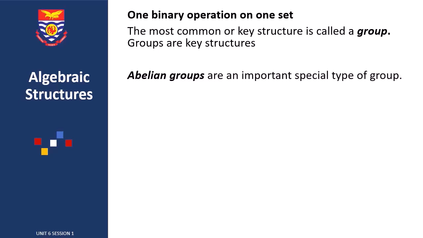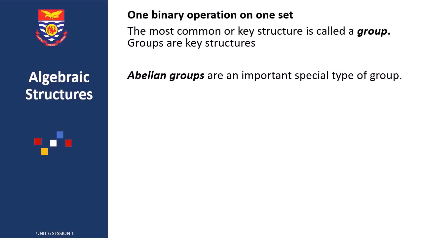Abelian groups are an important special type of group. You will learn what a group is in the next session, when we will look at groups. So abelian groups are an important special type of group. You can read ahead and then we will talk about groups.